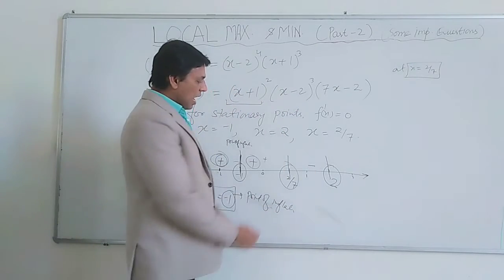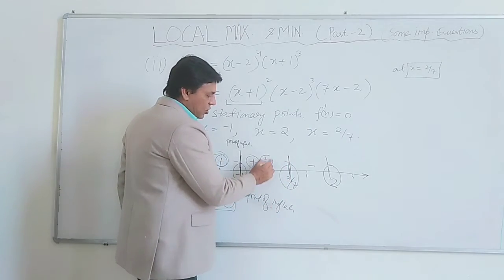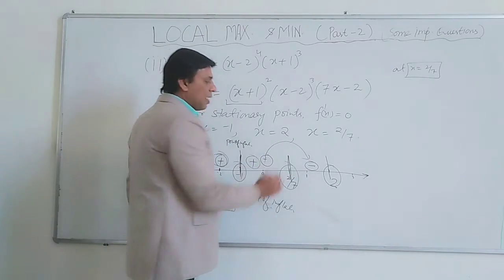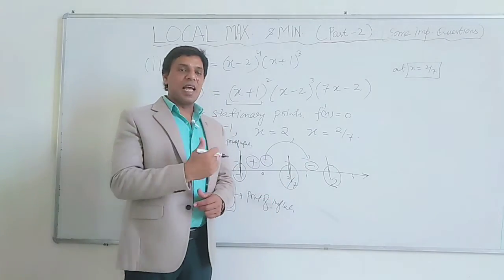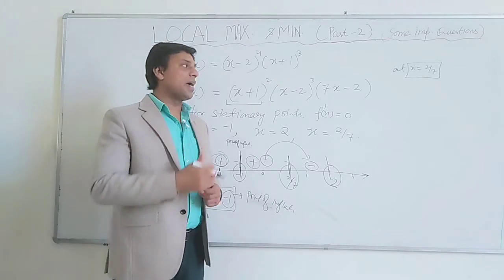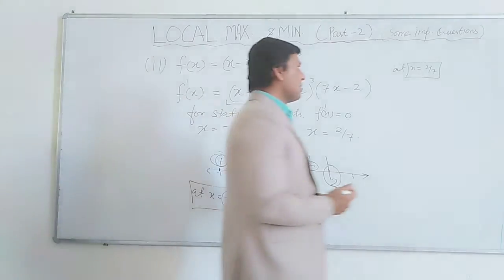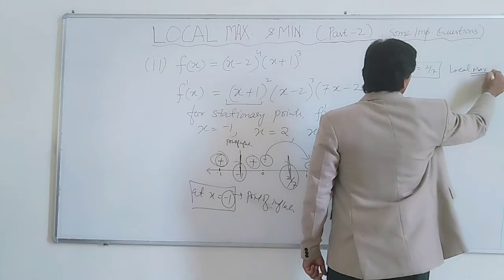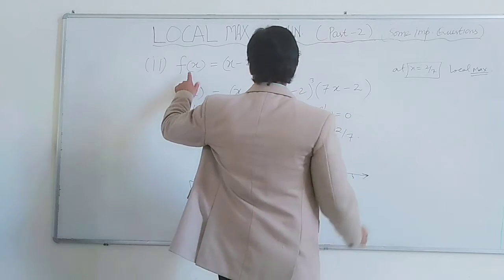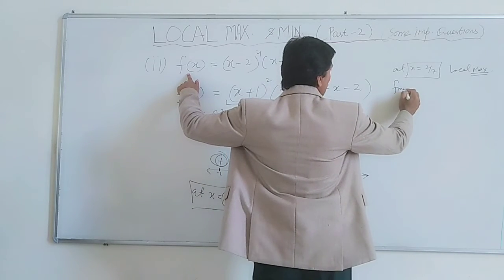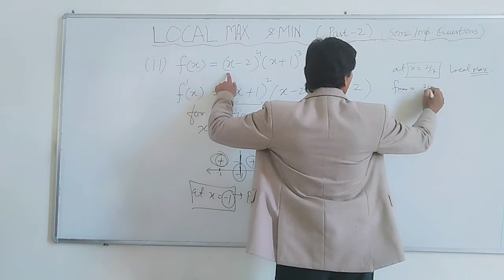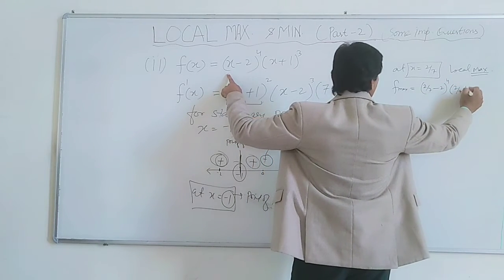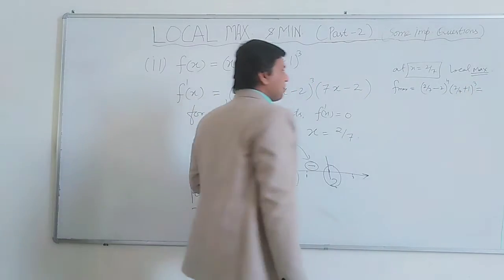So now before 2 by 7, sign was positive, and after 2 by 7, sign is negative. So it is changing plus to minus. So it means if the sign of the derivative is changing from plus to minus, it means it is local maxima. So at x equal to 2 by 7, local maxima. And what would be the local maximum value? So f maximum will be, you can put 2 by 7 minus 2 to the power 4 and 2 by 7 plus 1 cube, and you can get.